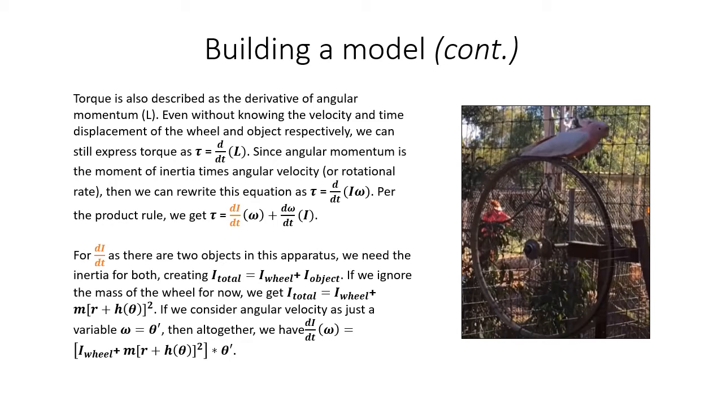For dI/dt, as there are two objects in this apparatus, we need the inertia for both, creating I total equals I wheel plus I object. If we ignore the mass of the wheel for now, we get I total equals I wheel plus m times r plus h of theta squared. If we consider angular velocity as just a variable, omega equals theta prime, then altogether we have dI/dt omega equals I wheel plus m times r plus h of theta squared times theta prime.